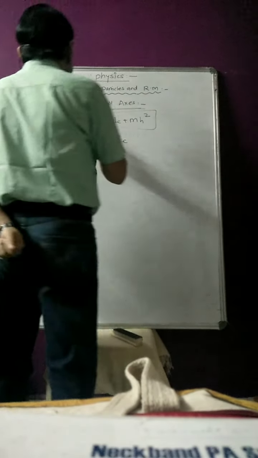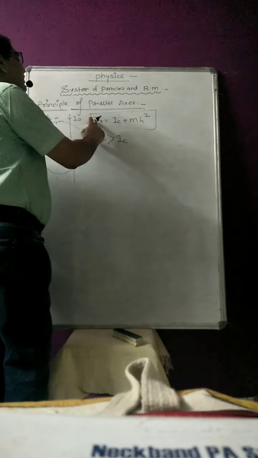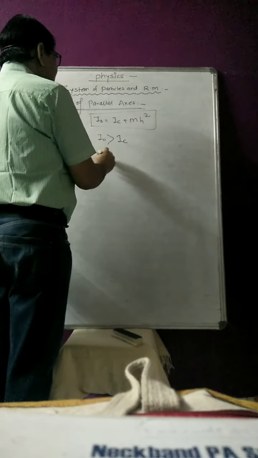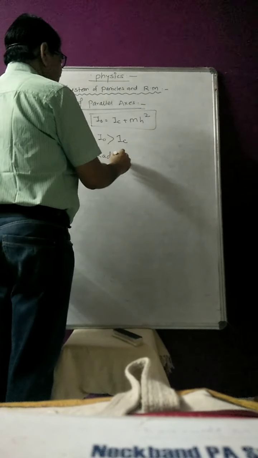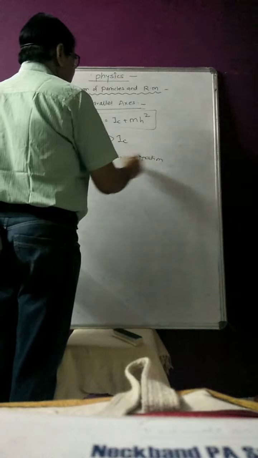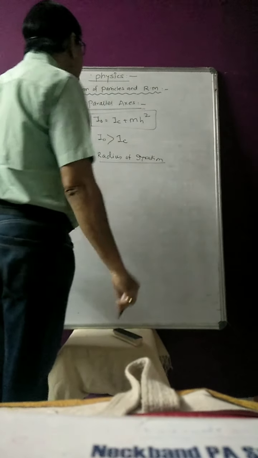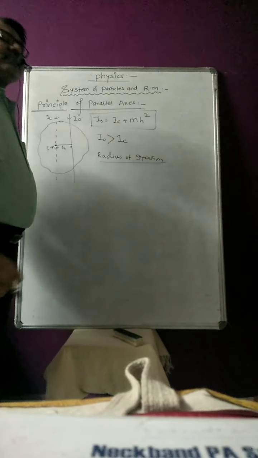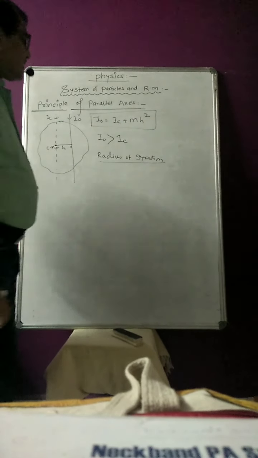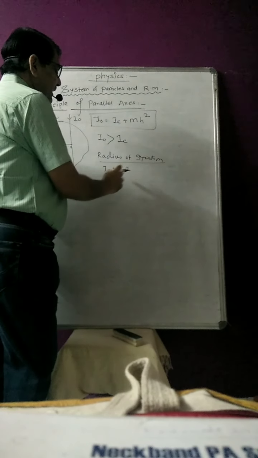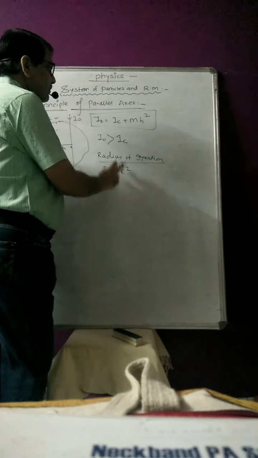Now if this is the moment of inertia about a given axis, then sir, what is its radius of gyration, and how can we find out that radius of gyration? It is very simple. I know the moment of inertia in terms of radius of gyration: I is equal to m into k square, where m is the mass of the body and k is the radius of gyration.